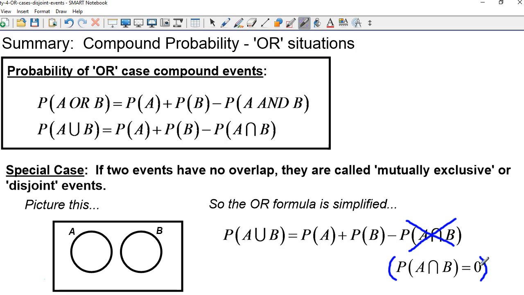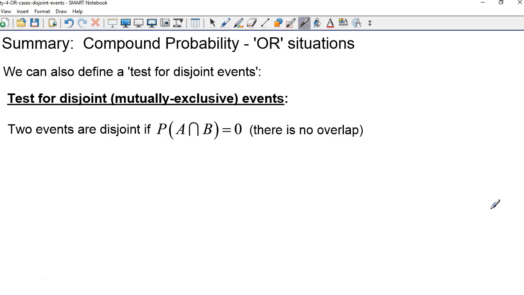Okay, just to summarize it again, right, here's the OR formula. Probability of A or B is probability of A plus probability of B minus probability of A and B. And the special case is called mutually exclusive or disjoint. Picture this, and then that means the formula simplifies by removing the last term. We could also define something maybe called a test for disjoint events. If we want to test to see if two events are disjoint, we can just compute the probability of A and B occurring, and if it's 0, it means there's no overlap.